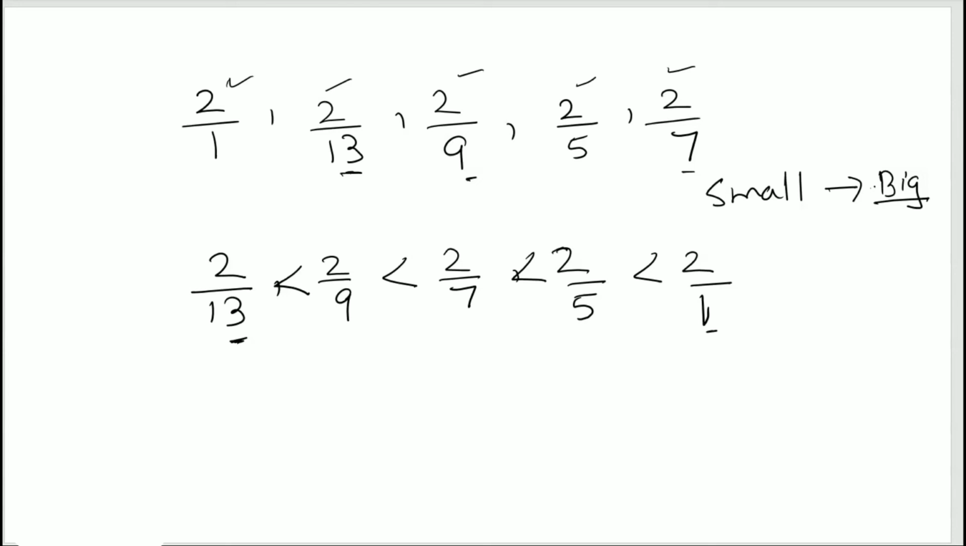Okay, now what if we are comparing fractions where both the numerator and denominator are different? For example, 2 by 3 and 3 by 4. Here the denominators are different and their numerators are different too, right? So how do we compare these fractions? Well, what we can do is convert them into like fractions. That means we can make the denominators same and then we can compare these fractions.